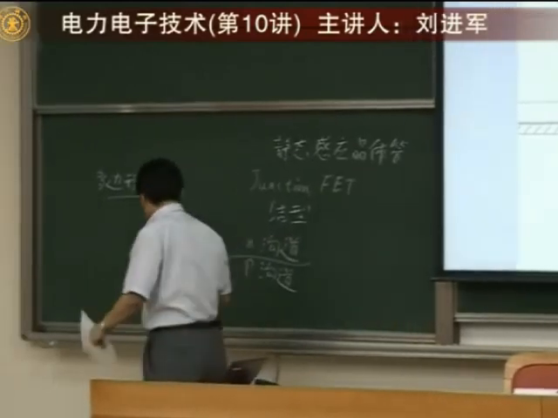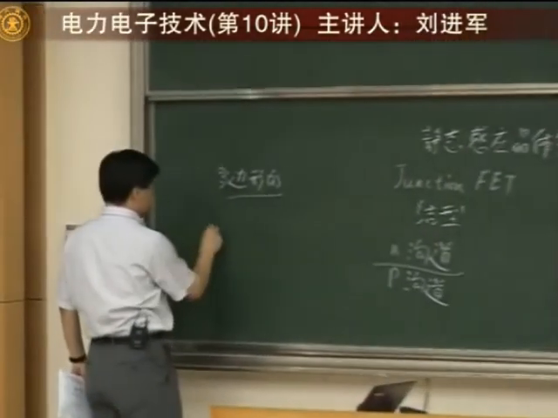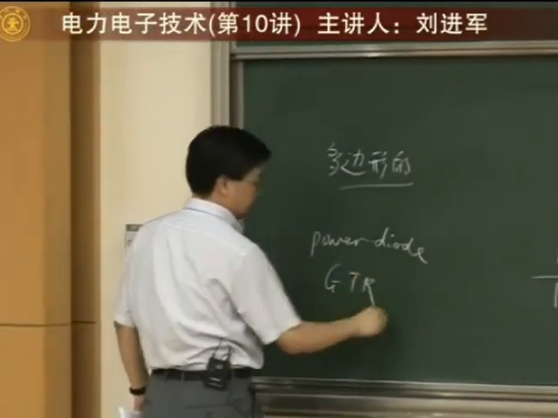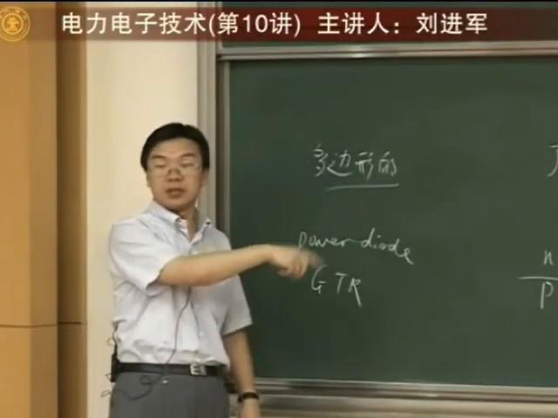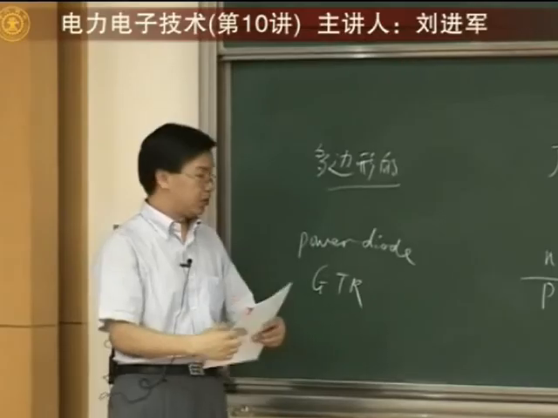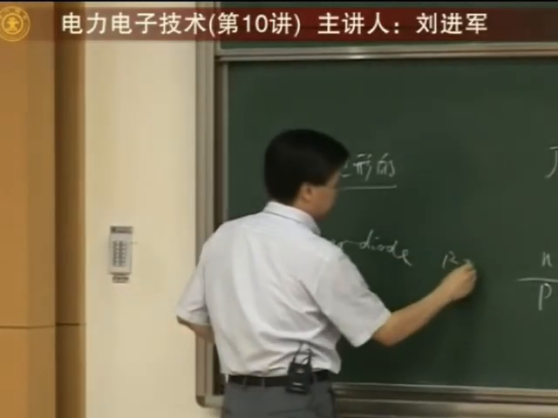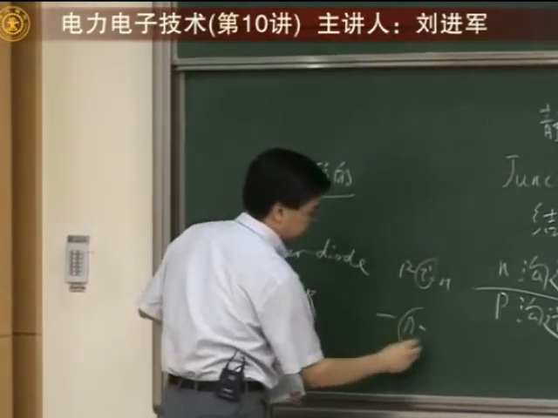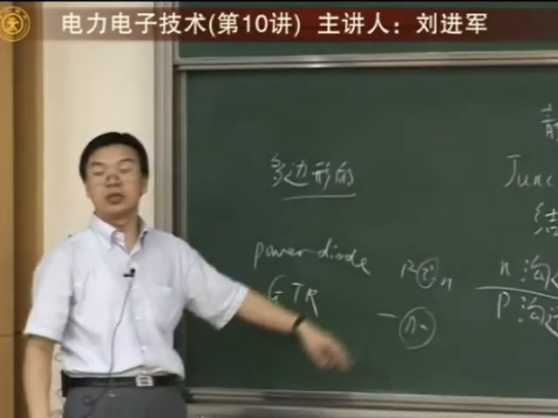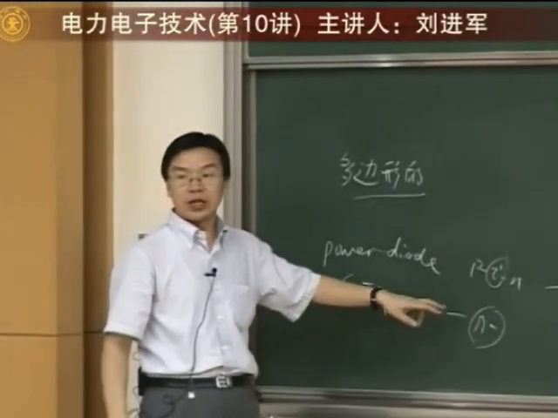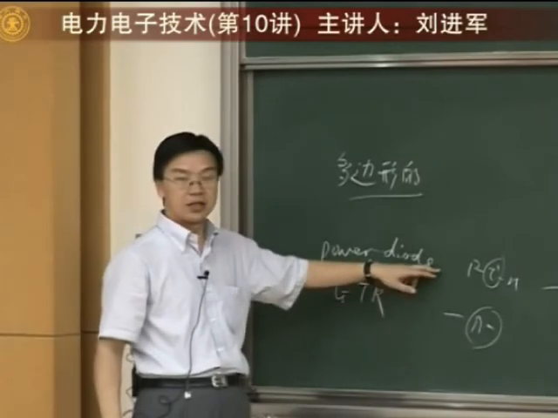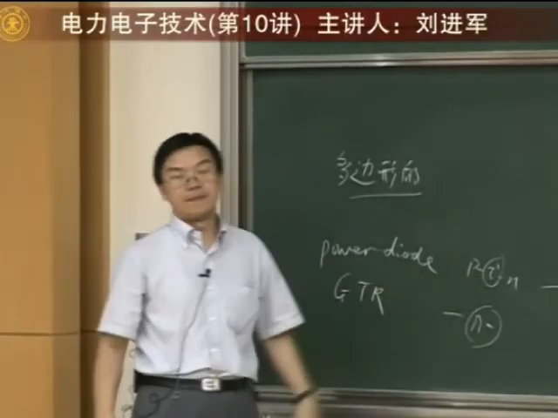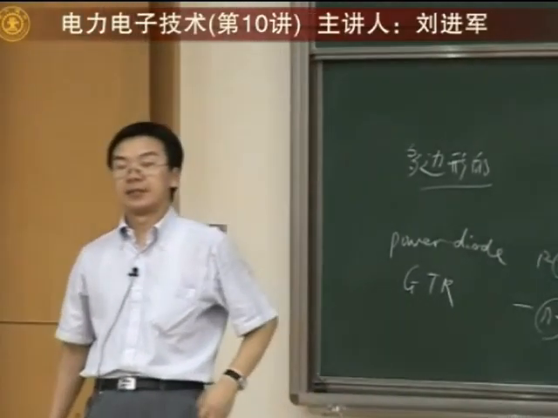We know for the power diode and GTR, we also have a similar problem. For the power diode, you use a PIN diode. Here you also have an N- region. This I or this N- layer is used to deal with high voltage. How do you handle this high resistance area when it is conducting?